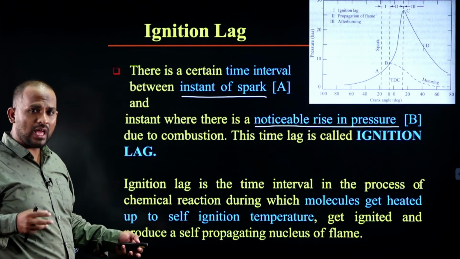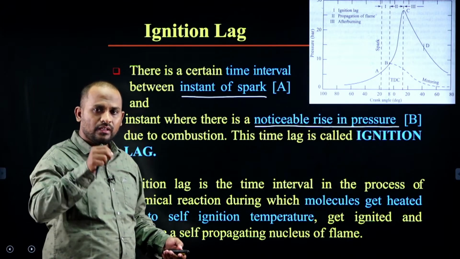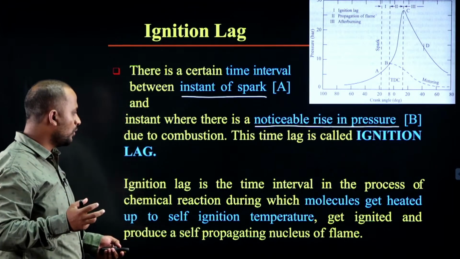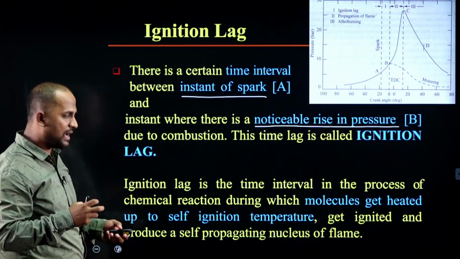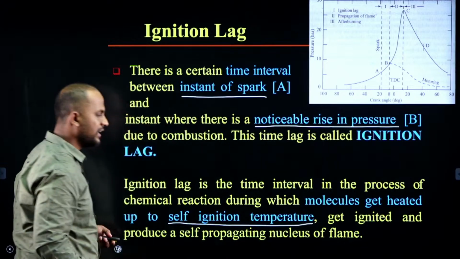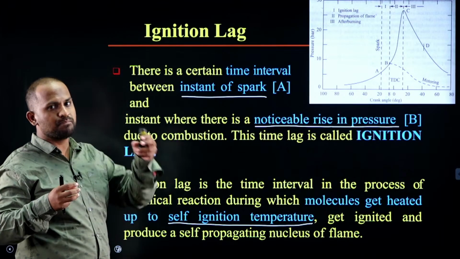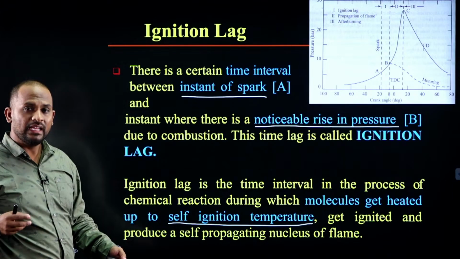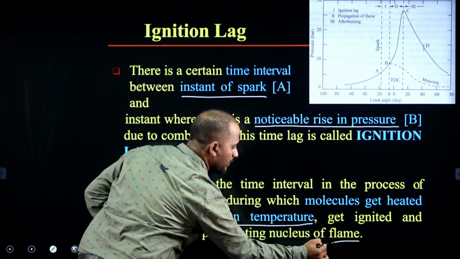And what happens in this ignition lag is that after the spark has been created, the charge present in the cylinder attains the heat from the spark, so that it will reach its self ignition temperature. The molecules of the charge are heated by the spark until they reach their self ignition temperature, and it will ignite itself by creating a flame.